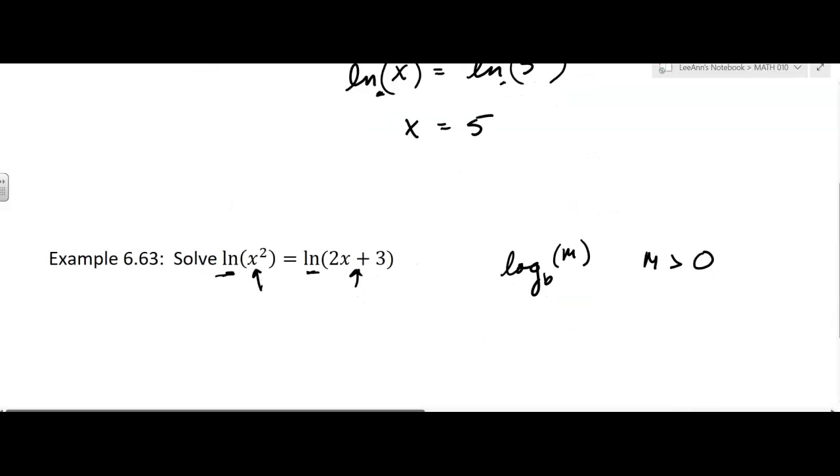Okay, so now we'll use that. Uh-oh. Something didn't get erased. Ignore that. Look away.